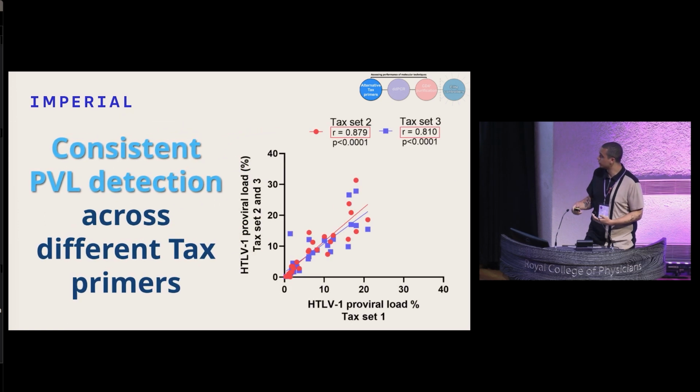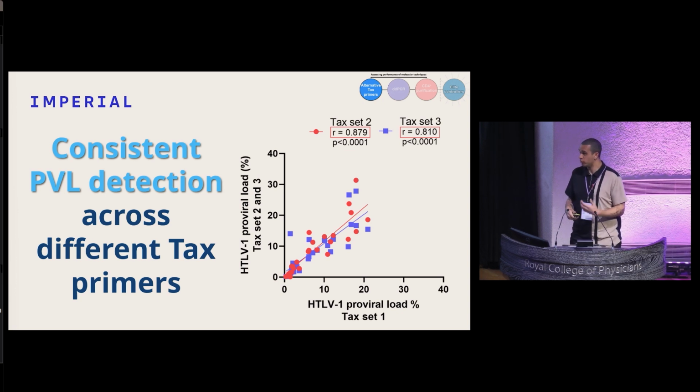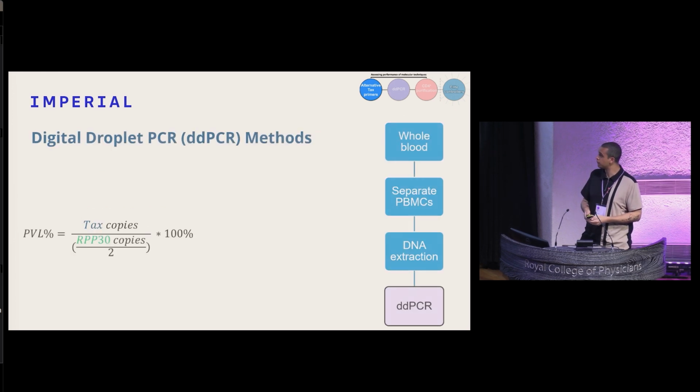And supporting this, we see a strong and significant correlation in the proviral loads obtained between the two alternative TAX sets comparing to the routine TAX set.